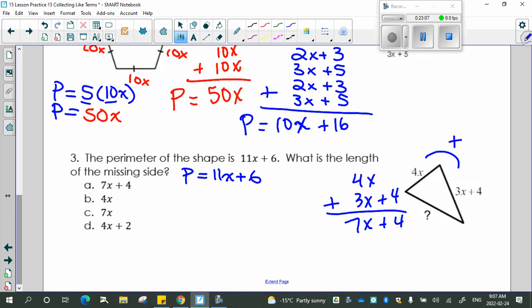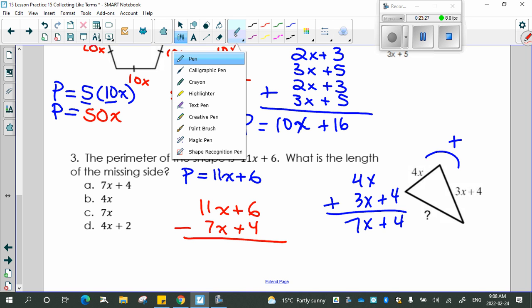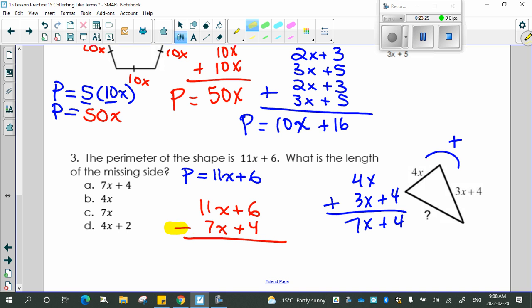And then, so I've added these 2 sides, and now I'm going to do what Jacob said, which is to subtract 11x plus 6, which is the total perimeter, take away the part that I have. And now I'm going to subtract. Be careful, you're subtracting here. I'm going to highlight the subtract sign, so we're used to adding. So what is 6 take away 4? Positive 6 take away positive 4.